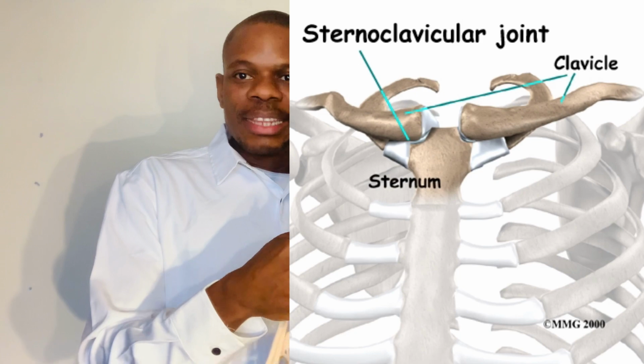Then, the fourth joint that makes up the shoulder complex is an articulation between the scapula and the thoracic cage. It is called the scapulothoracic articulation, not actually a true joint. These are the four joints that make up the shoulder complex.